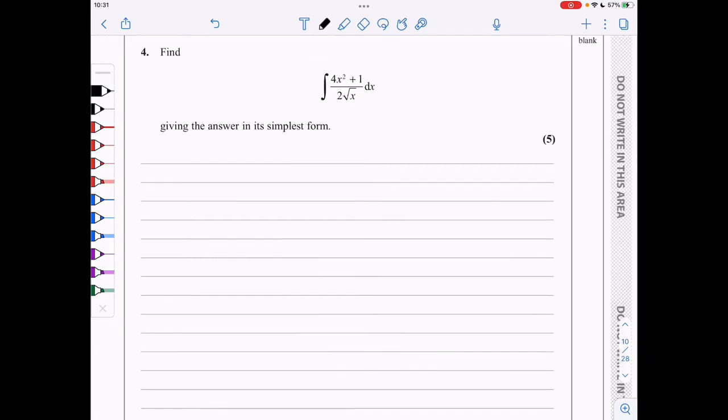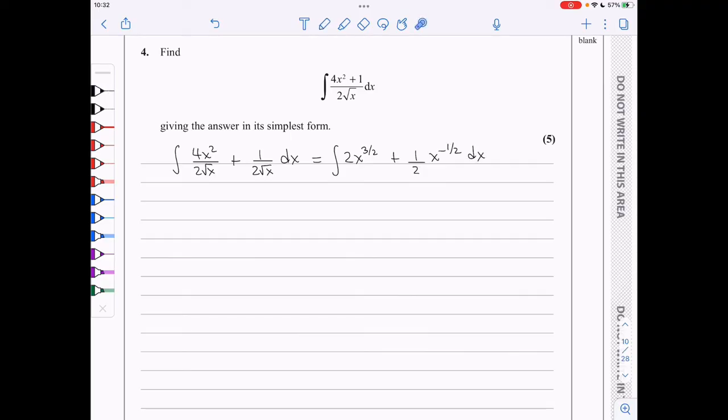In question 4, we need to integrate this with respect to x, giving the answer in its simplest form. I will start by writing each term over the denominator of 2 root x. So I need to put it in a form that allows integration to take place. So the 4 with the 2 leaves me with a 2. Root of x is x to the half. So x squared over x to the half is x to the 3 over 2, plus 1 over 2x to the minus a half, dx.